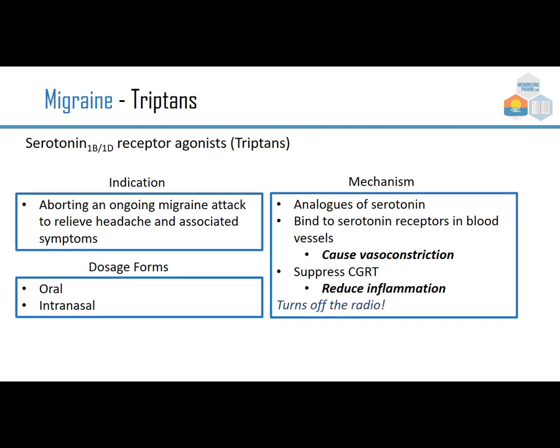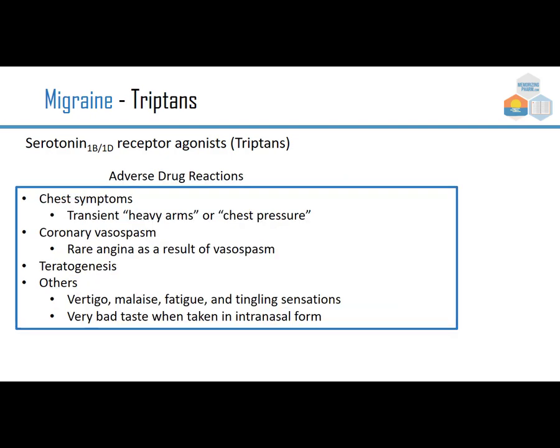So our staple for use is the triptan, the serotonin 1B, 1D receptor agonist. It aborts an ongoing migraine attack to relieve headache and associated symptoms. You've got oral and intranasal forms, and these are analogs of serotonin. So they bind to serotonin receptors in blood vessels, they cause vasoconstriction, and they suppress CGRP, reducing inflammation. So it basically turns off the radio.